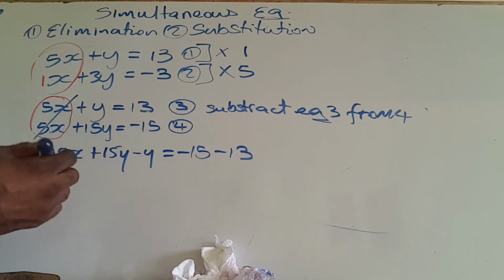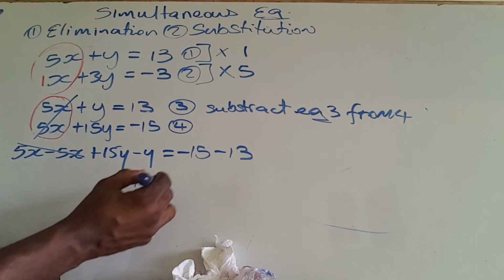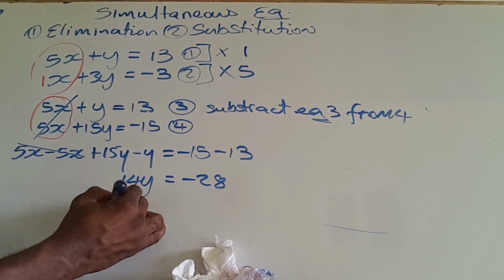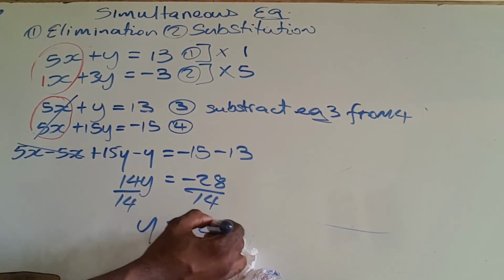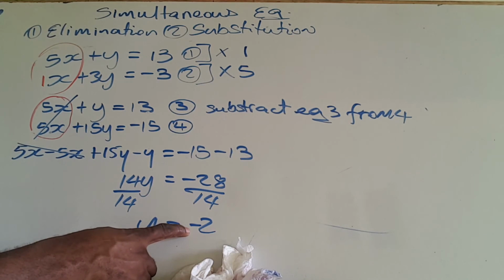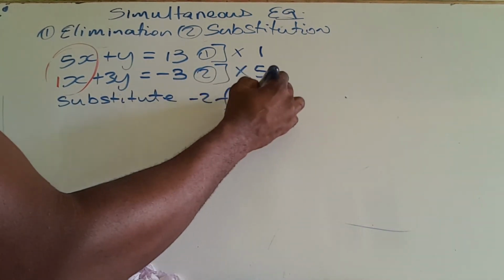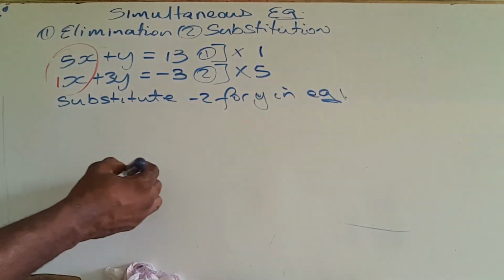Now let us simplify. This is 0. This is going to land me 14y, which is now equal to -28. Then I'm going to divide both sides by 14, and then y is -2. So here it is, I have a solution just for the y variable. y is -2. I can now substitute -2 for y, and I could do this in any one of the equations. I'm going to choose equation 1.